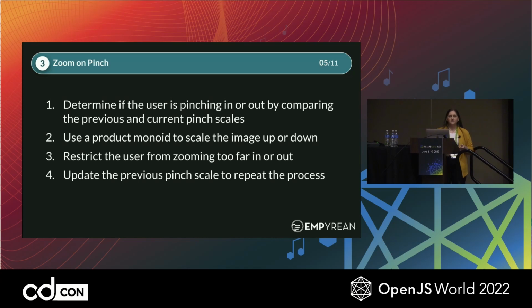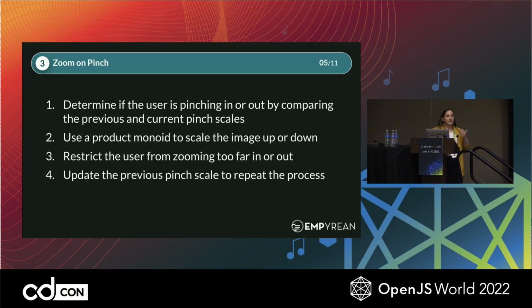And then the second is we're going to use a product monoid to scale the image up or down. And all that means is that we're going to multiply it by something bigger than 1 to make the image bigger. We're going to multiply it by something smaller than 1 to make it smaller. And then 3, we're going to do something for our users. We're going to restrict the user from zooming too far in or out. We don't want our users making it too big or too small.